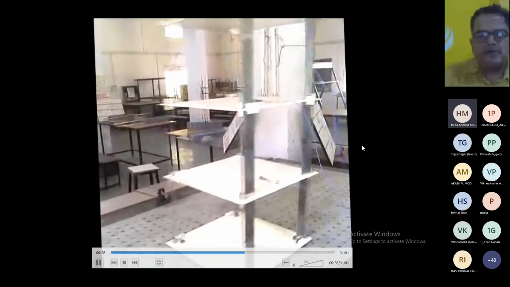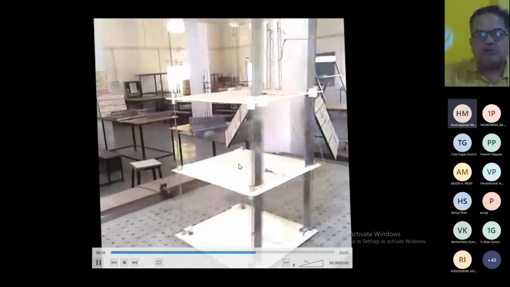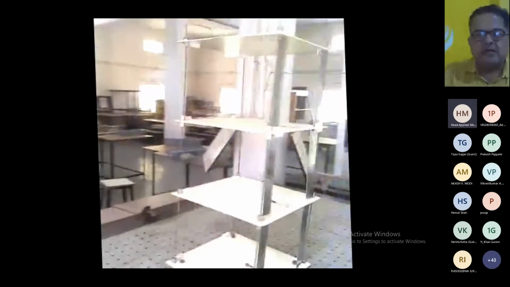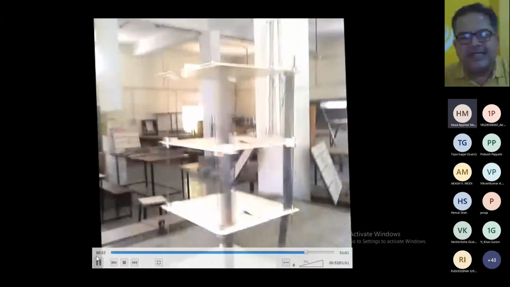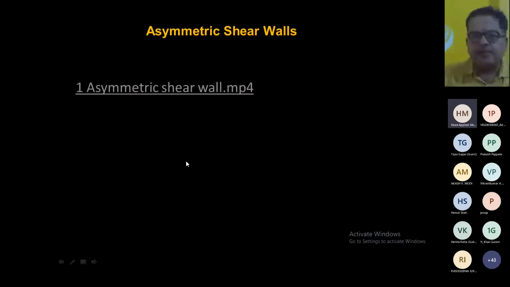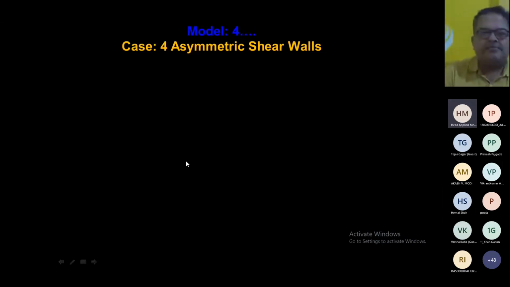Okay. So you can understand, because of the unsymmetrical shear walls, earthquake force is there. In addition to earthquake force, you have additional torsion, right? So I'm always saying that it is very difficult to deal with the earthquake force, and you are introducing the torsion, so you are making your life more miserable.